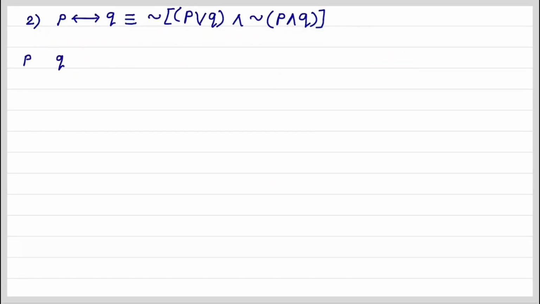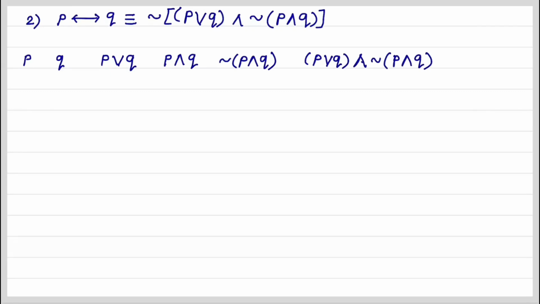Let us form the truth table. P, Q, P or Q, then P and Q. Next column is negation of P and Q, then P or Q and negation of P and Q. Then we have to take negation of this, negation of P or Q and negation of P and Q. And last column is P double implies Q.